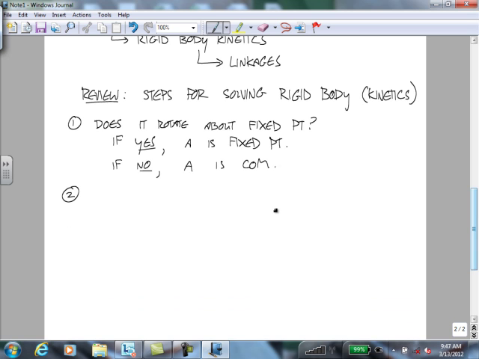The second step, once you've chosen that, why not calculate the moment of inertia? These first three steps you could sort of do in any order. No, that's not true. Do it in this order. Why not?